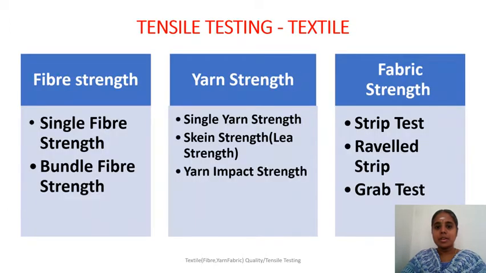So we have already seen the tensile testing for fiber strength, yarn strength, and fabric strength. For fiber strength, single fiber strength and bundle fiber strength are available. For yarn, skein, single yarn, and yarn impact. For fabric, test strip, ravel strip, and graph test.